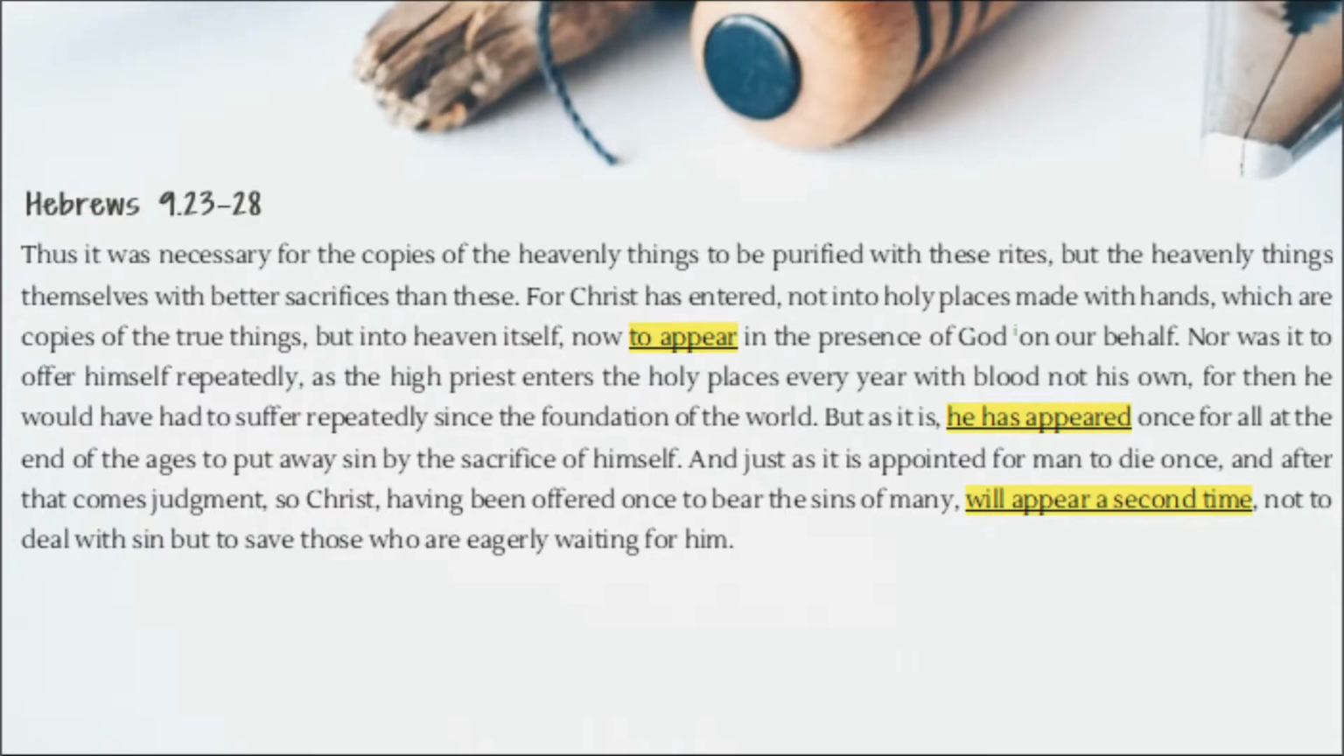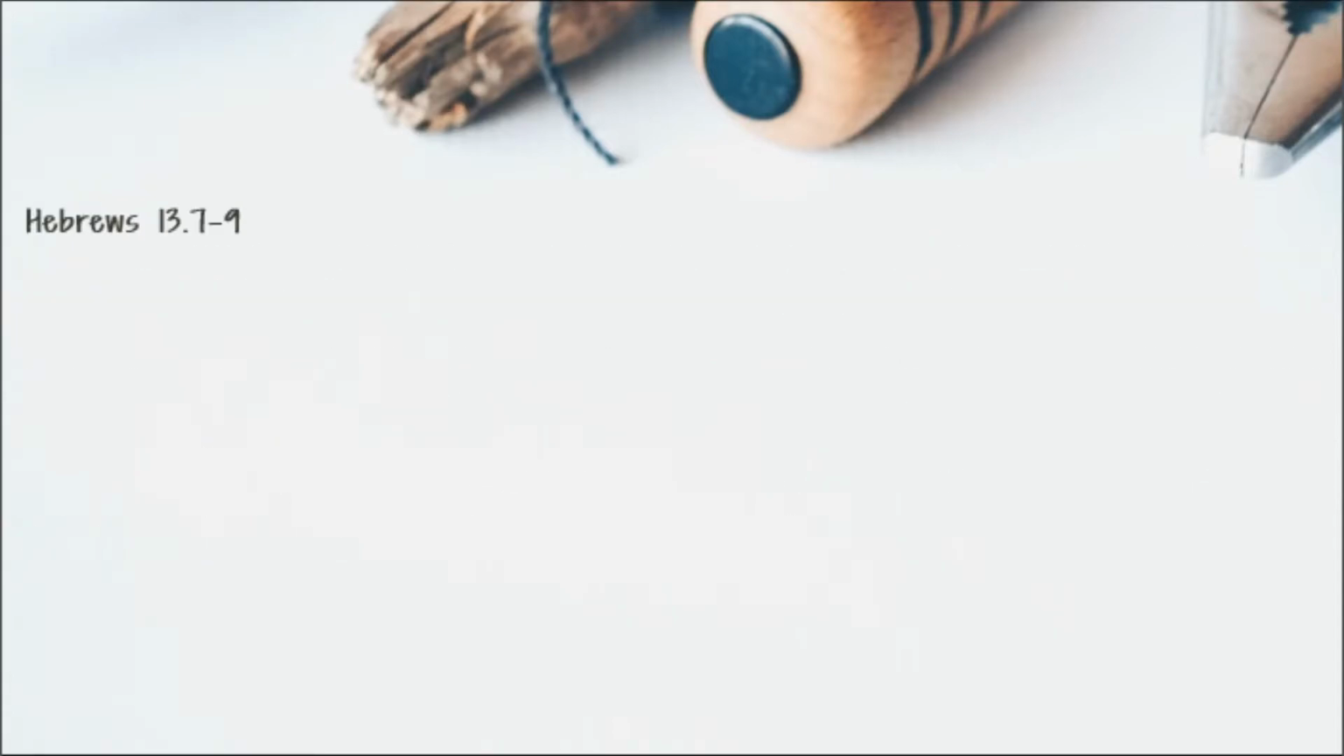Yep, good job. All right, Hebrews 13. There are two progressions in this one. Two progressions. What do you guys think?